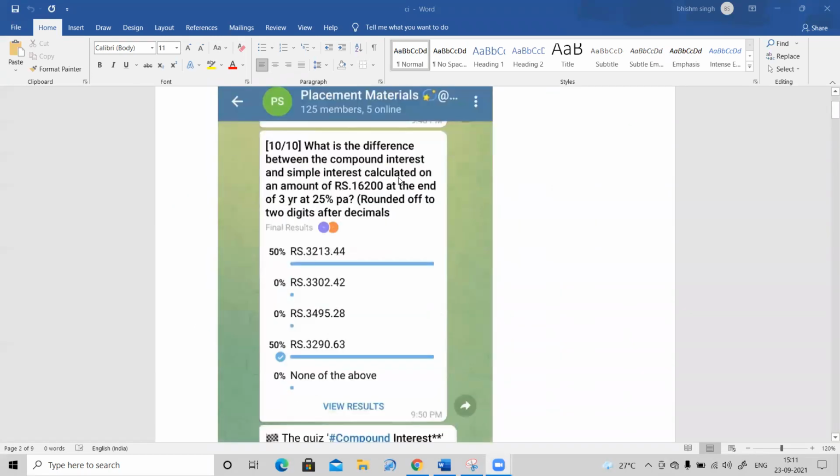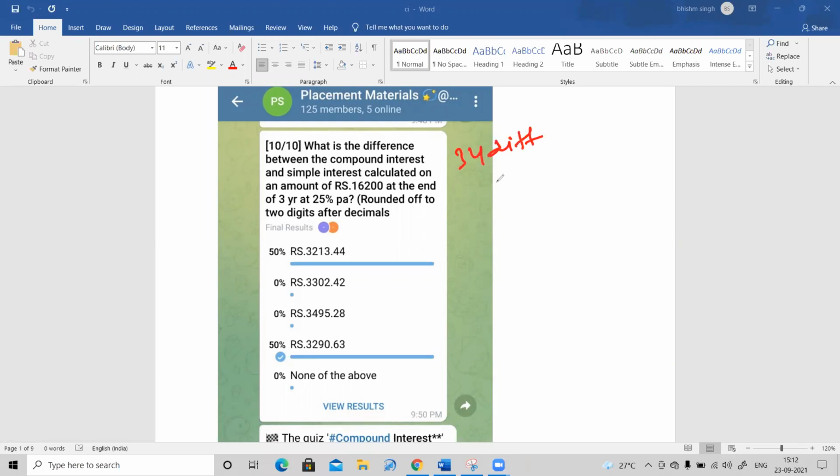Everyone, question number 10. They are asking here, what is the difference between the compound interest and simple interest calculated on an amount of 16,200 at the end of 3 years at 25% per annum? See everyone, you can see it is a 3-year difference.